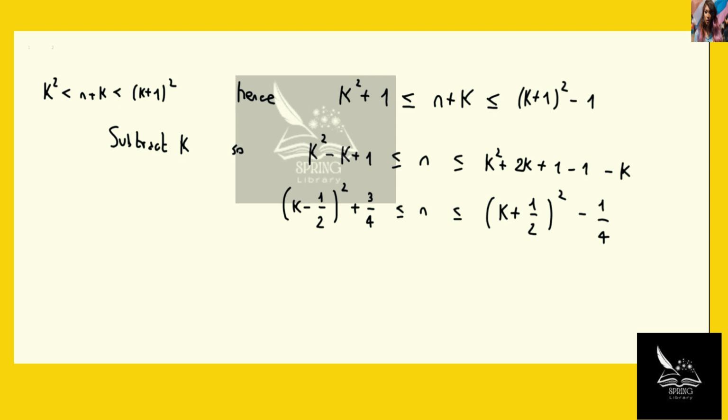Right. Now the observation is that the left hand side is definitely greater than k minus 1/2 squared, because it's that plus 3/4. And the right hand side is definitely lower than k plus 1/2 squared, because it's that minus something. So by reading the green parts, we see that k minus 1/2 is lower than root of n, which is lower than k plus 1/2.